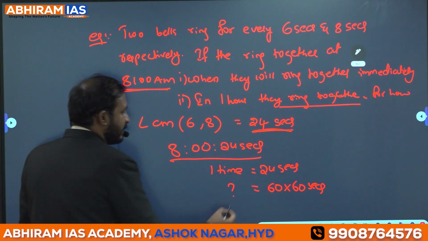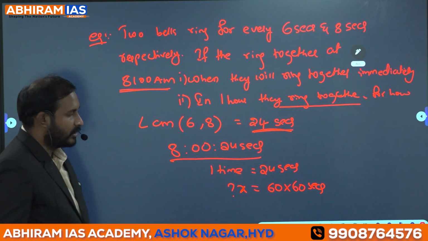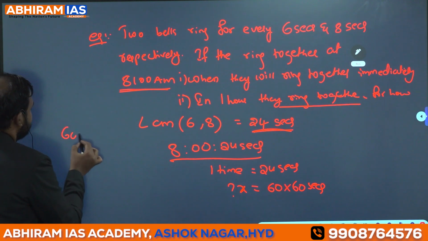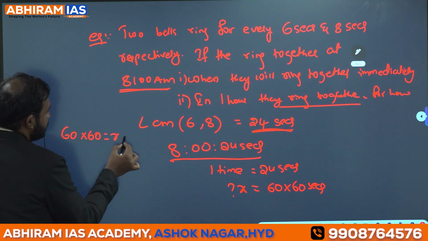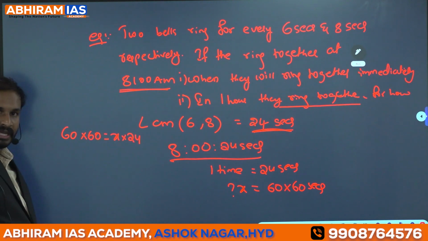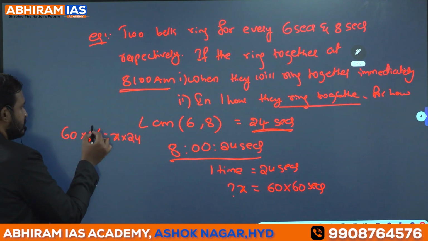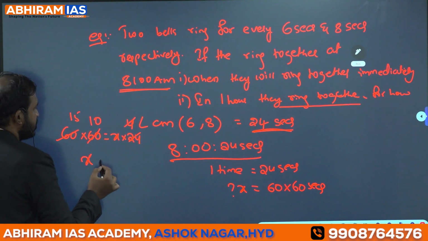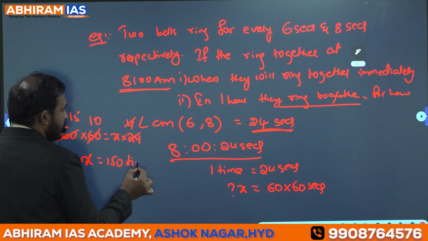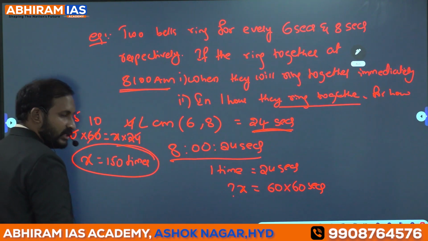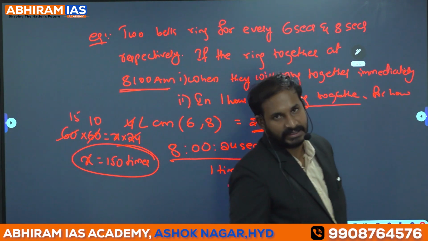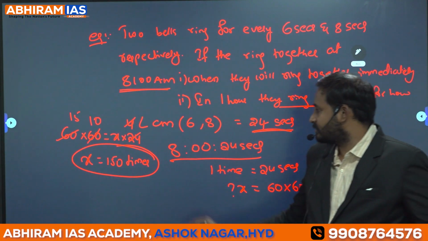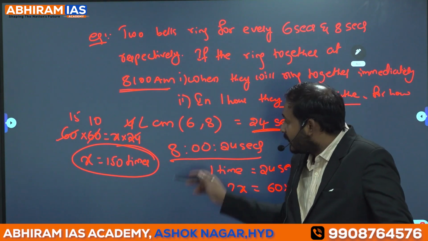Let us assume it is x. Now, 60 into 60 is equal to x into 24. Six tens, six fours, four ones, four 15s. So x is 150 times. That means in 1 hour, they both will ring together 150 times. See here, students, in this case we got an exact multiple.